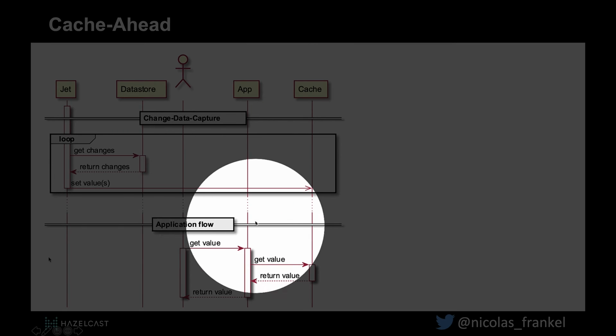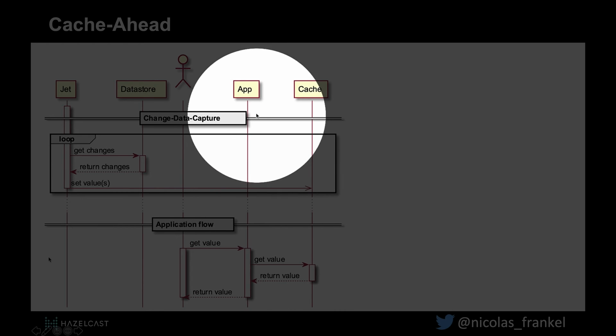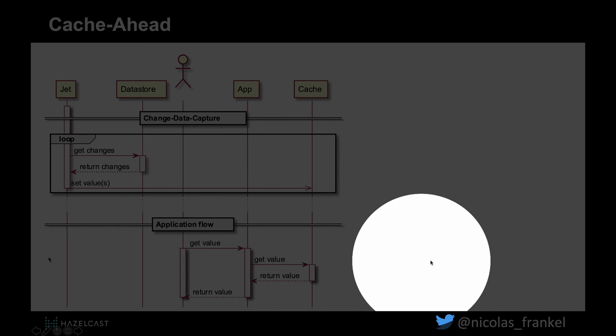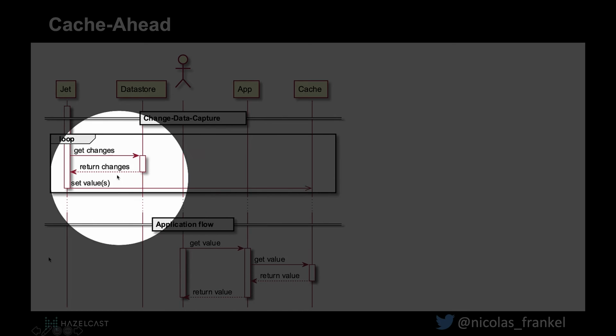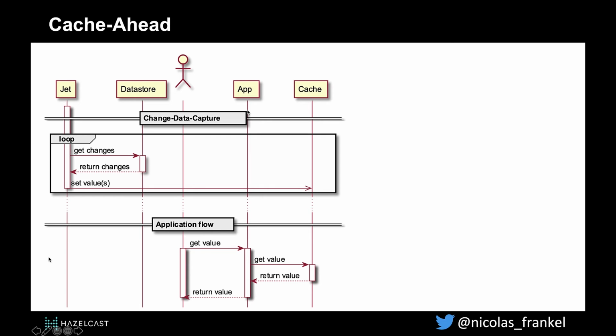And on the application side, we will interact only with the cache, but the cache itself won't fetch the data from the data store. So everything has been moved to another component. Now it's this streaming pipeline's job to get the data from the data store and into the cache. So it's another level of architecture complexity for another level of benefits. Let's see how it works.